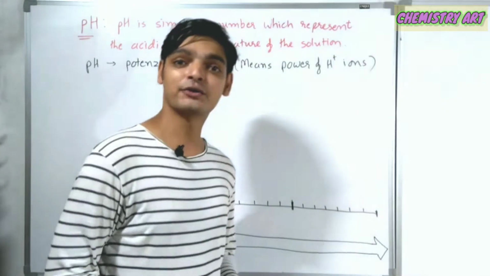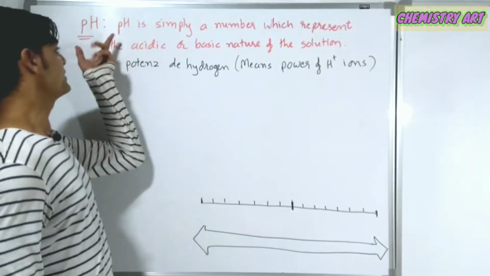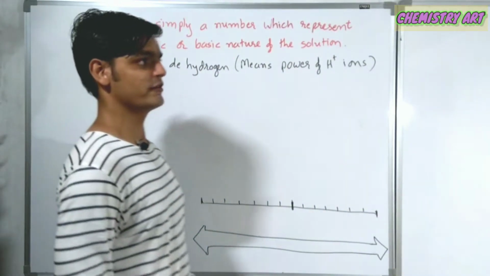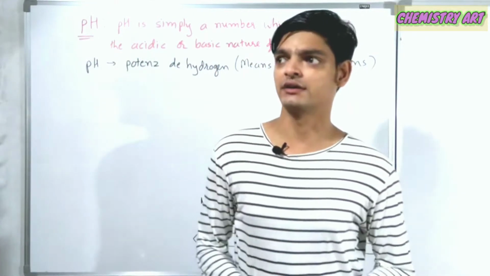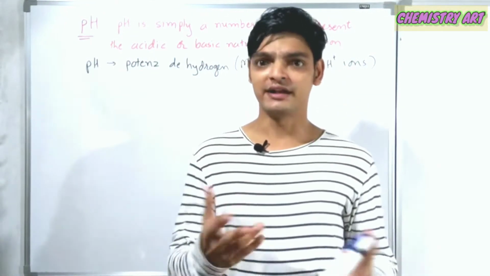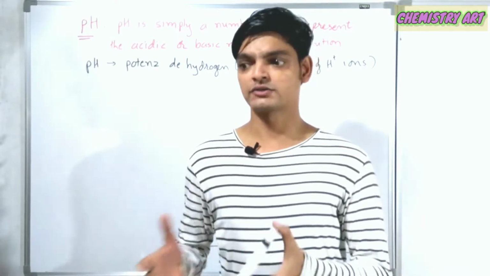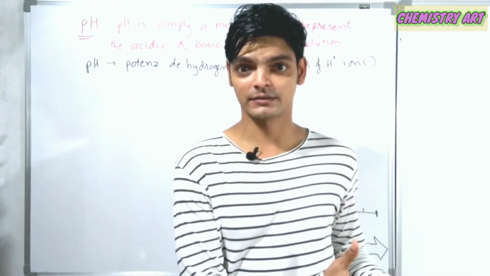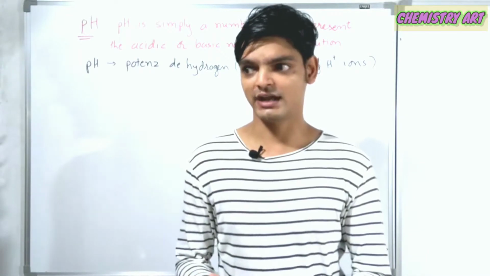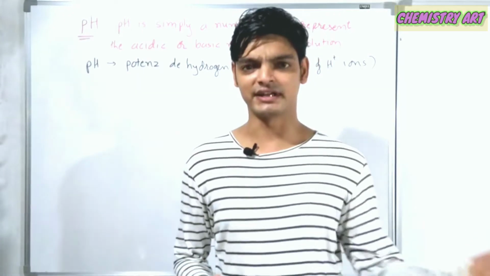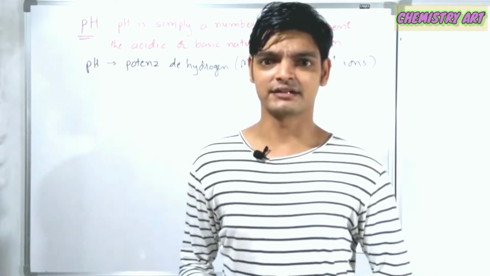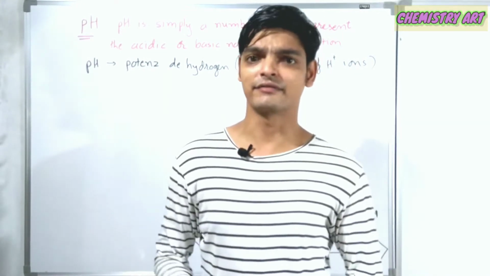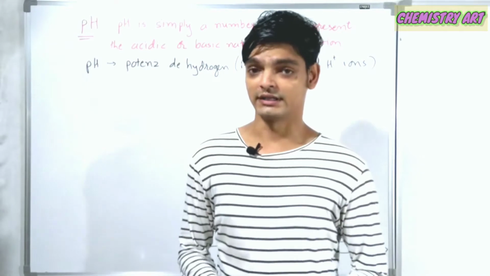And friends, today we are going to discuss about the pH. In the last video we discussed strong acids and strong bases. As you know, we can identify whether a particular solution is acidic or basic by using indicators. We have already discussed some indicators like litmus, some natural indicators, and some synthetic indicators like phenolphthalein and methyl orange.